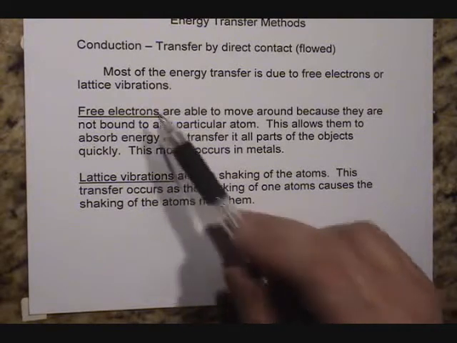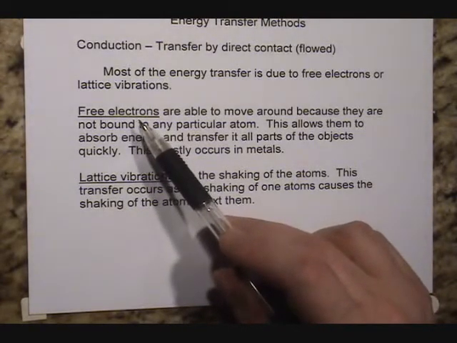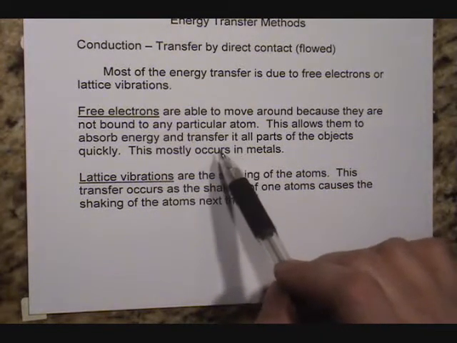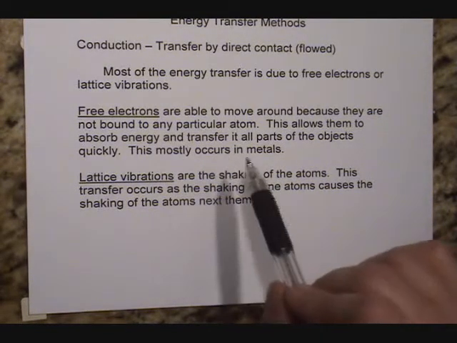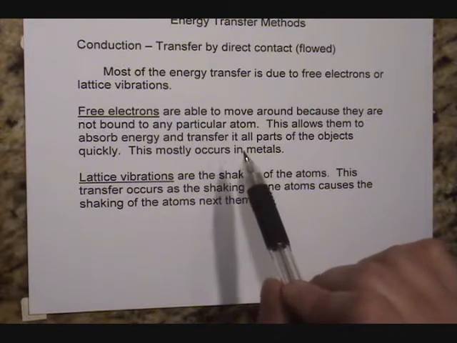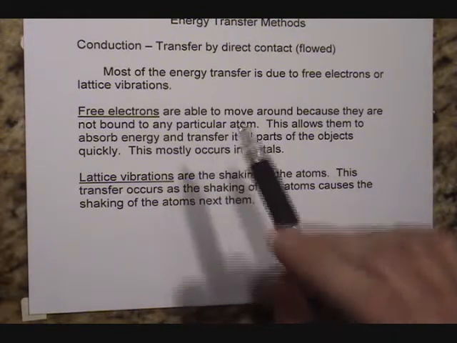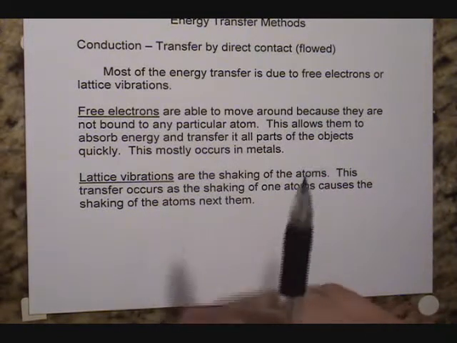This is the basic concept. These objects which have free electrons are not only able to transfer heat very quickly, but as a result of those free electrons, they also are electrically conductive. So any object that is a good conductor of heat typically also is a good conductor of electricity. Those two things sort of go hand in hand.